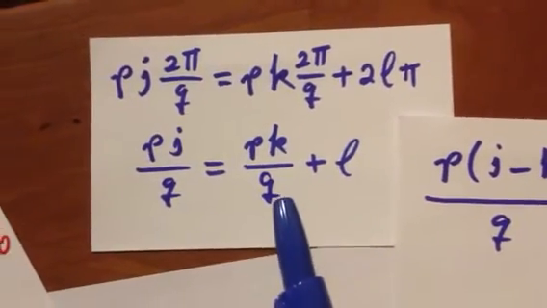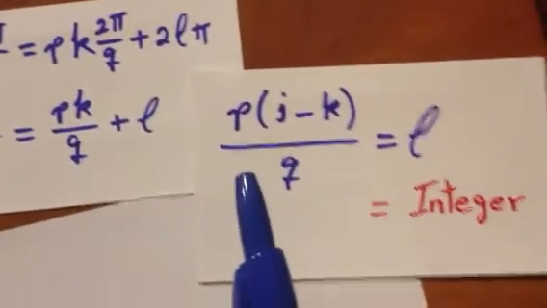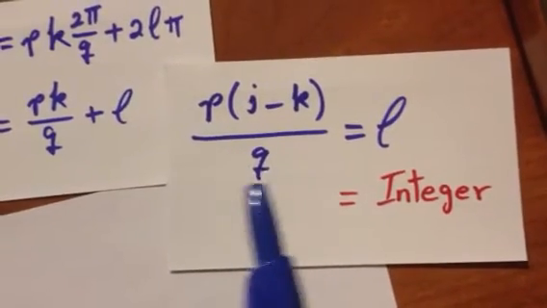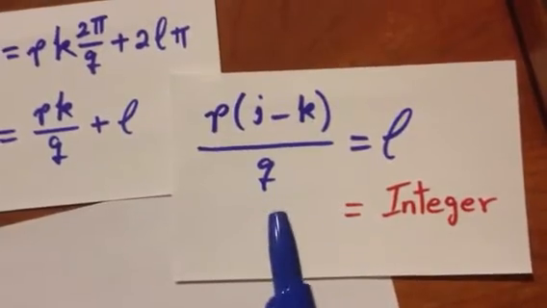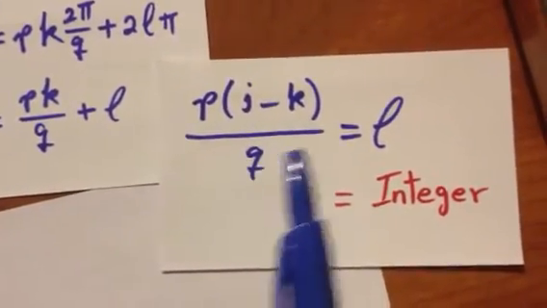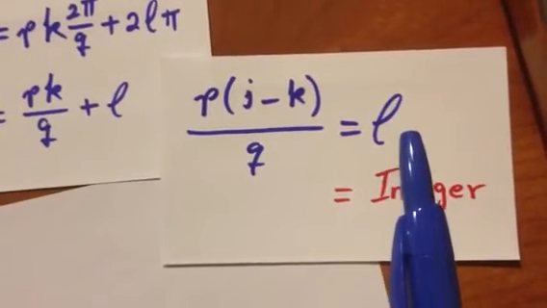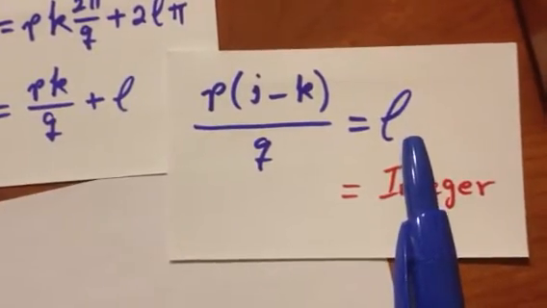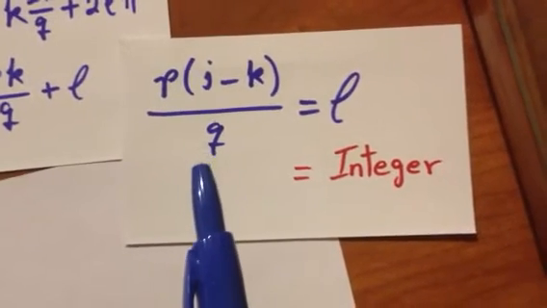And then subtract this term from both sides and factor out the p and combine them into one single fraction. So p times j minus k divided by q, this rational number, equals l. And l happened to be an integer. So therefore the left side must be an integer.